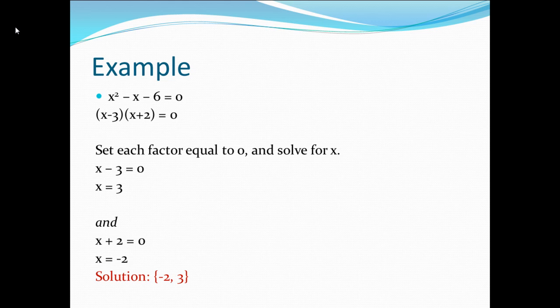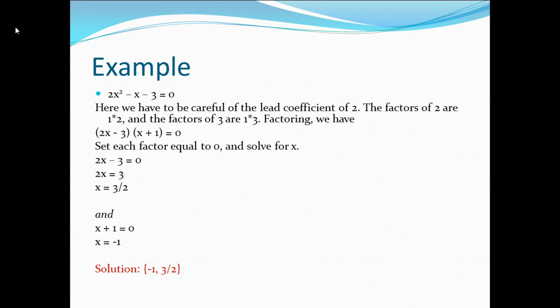x minus 3 equals 0. To solve for x here, we're going to add 3 to both sides, and x is equal to 3. The second factor, x plus 2, equals 0. To solve for x here, we subtract 2 from both sides, and we have that x is equal to negative 2. So our solution set is negative 2, 3.